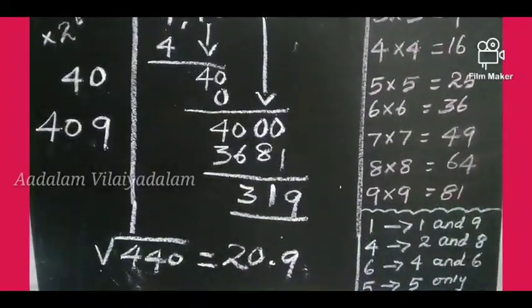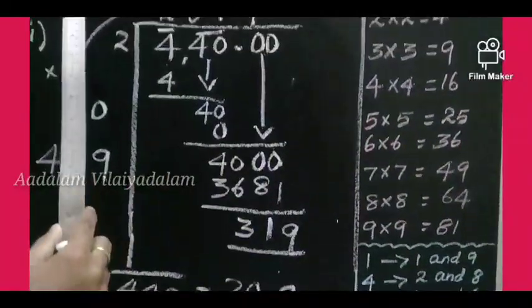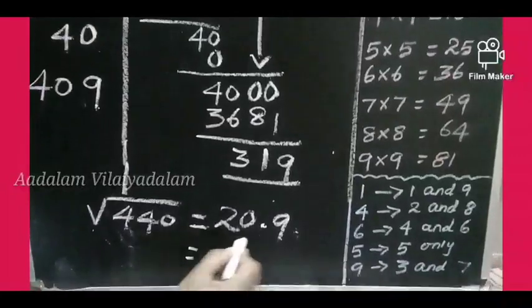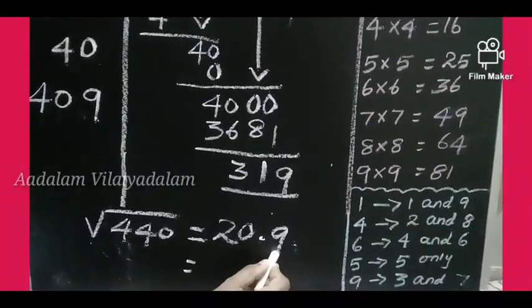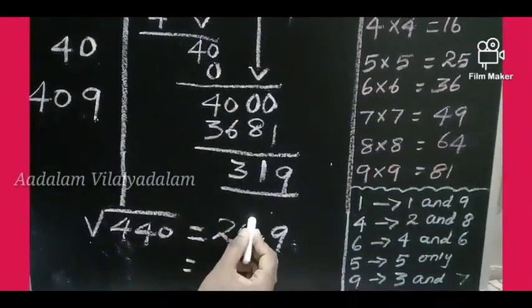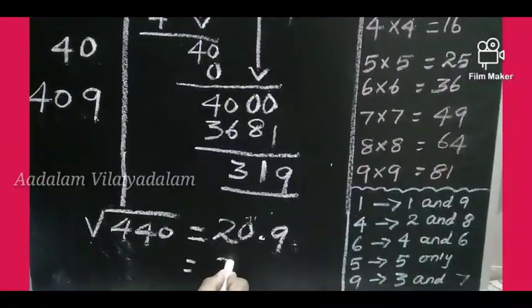So what is the question here? The square root to the nearest whole number only you write. So after the point the digit is 9 here. Just convert, add 1 here. So 20 plus 1, 21.